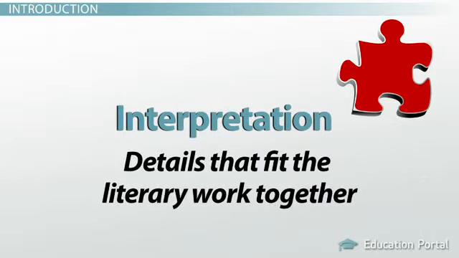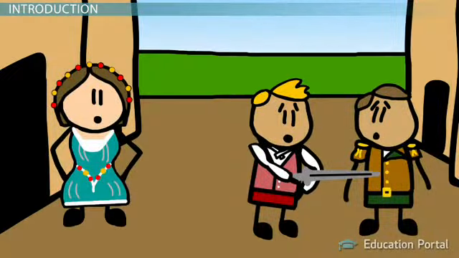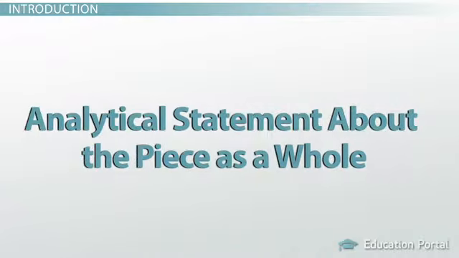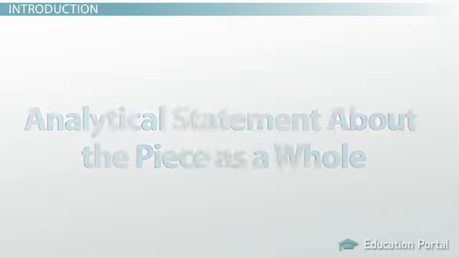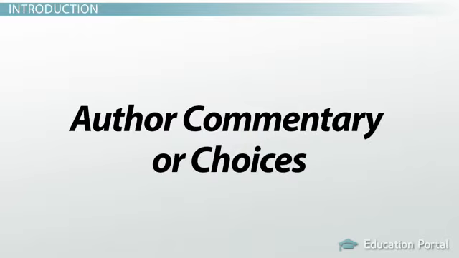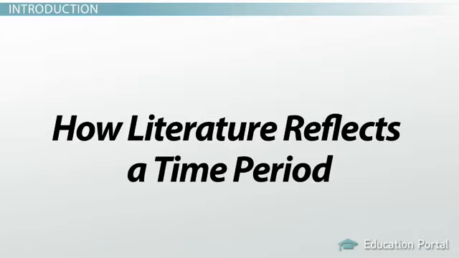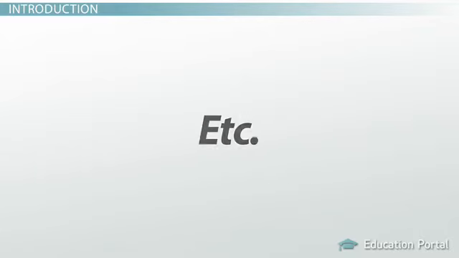Look more closely at the details that fit the literary work together. Examine things like mood and tone of a scene or character motivation in a specific moment. Finally, once you feel like you've painted a clear portrait in your head through story comprehension and personal interpretation, you pull all of this information together to create an analytical statement about the piece as a whole. This can include things like theme, author commentary or choices, overall character analysis, how literature reflects a time period, etc.